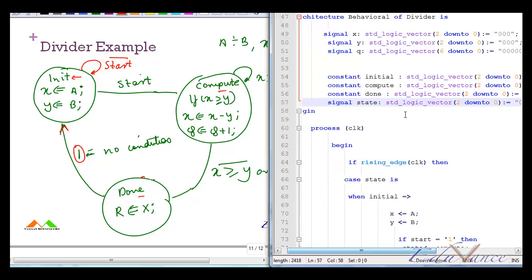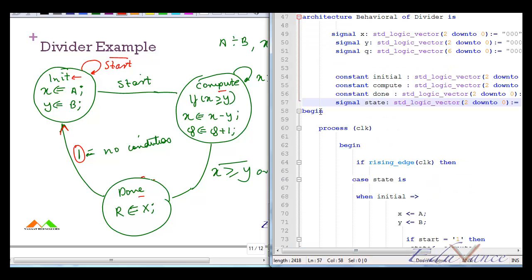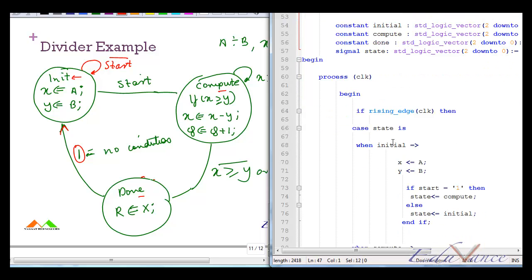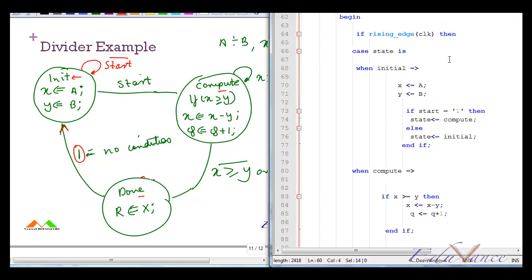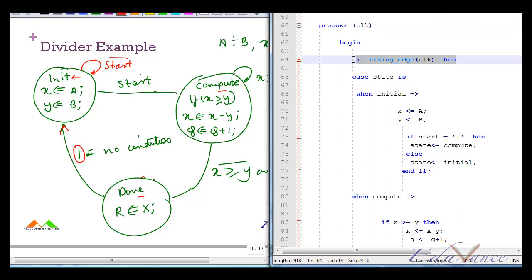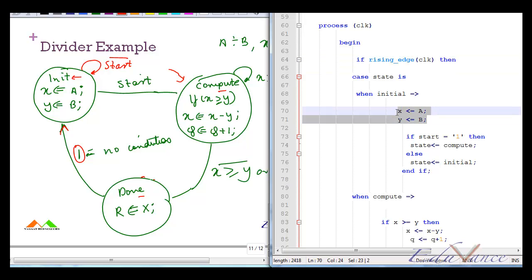So as you know, first I would define my constants. So I would have my constants initial, compute, and done, same as here, here, and here. Then I would have my signal state, which would be the same size as my compute, initial, and done, just as before. Now let's understand the FSM. Obviously you would have the begin statement for the architecture here. This is for the architecture. Now it's a clocked process, so process clock. Then I say if rising edge clock, which is because this FSM will be from on the edge of the clock, I would go from state to state. First I would do my OFL, so x gets A, y gets B, same as here.